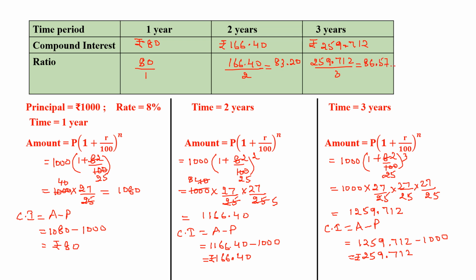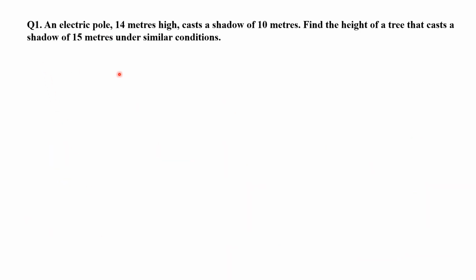So here if you see in all the three cases, the ratios are not constant, isn't it? They are different. So from here we can write that the compound interest is not directly proportional with respect to the time period. Okay.